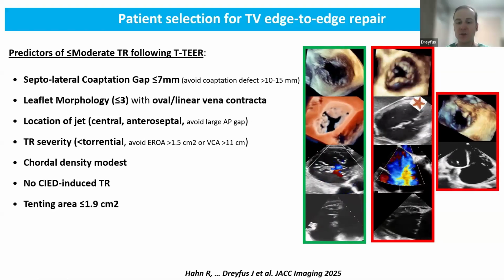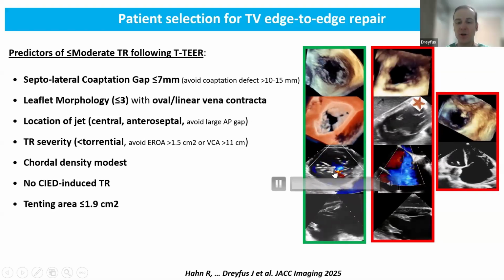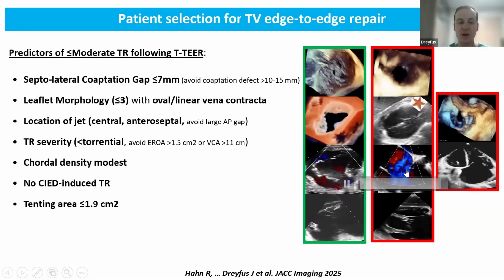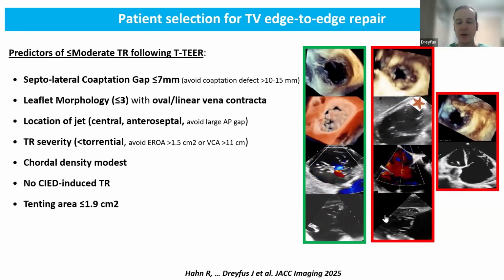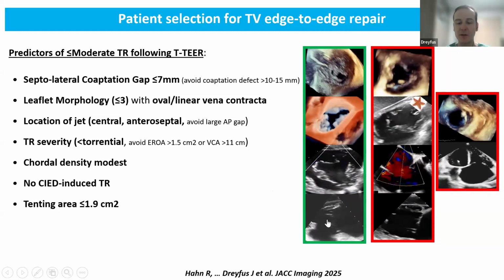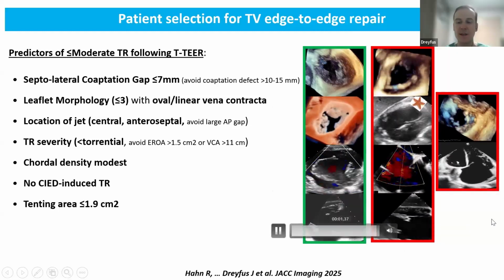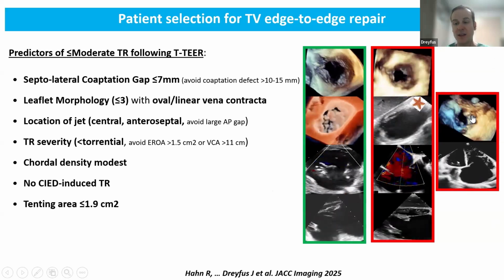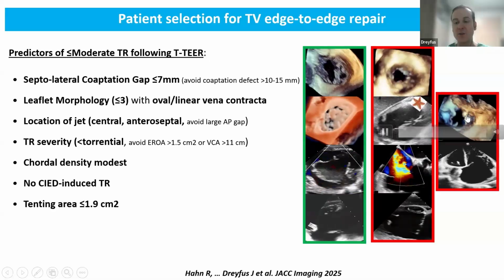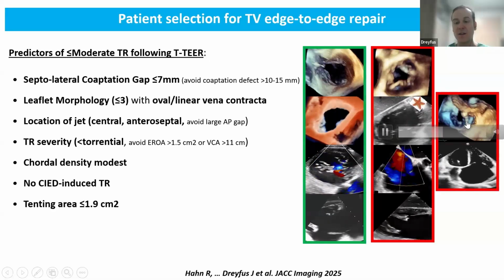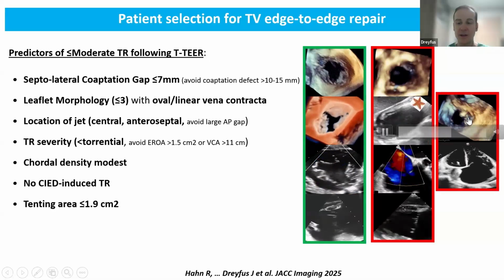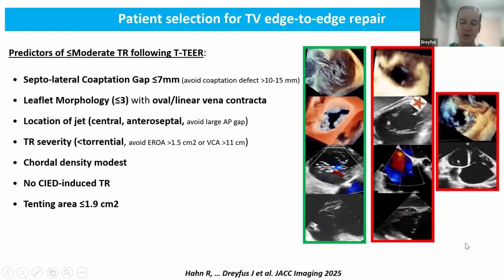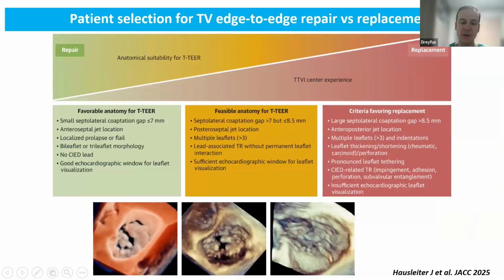The location of the jet ideally should be central or anteroseptal. If it's a diffuse jet or too posterior, it may be much more challenging. The fewer papillary muscles and chordae you have, the better. And if you have no CIED, it's easier than if you have a CIED. And if it's a CIED-induced TR, then it won't be possible to do edge-to-edge repair. Same if you have a significant tethering, the patient won't be a good candidate for any edge-to-edge repair.